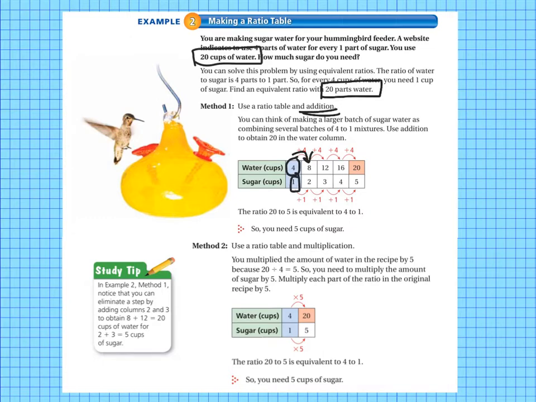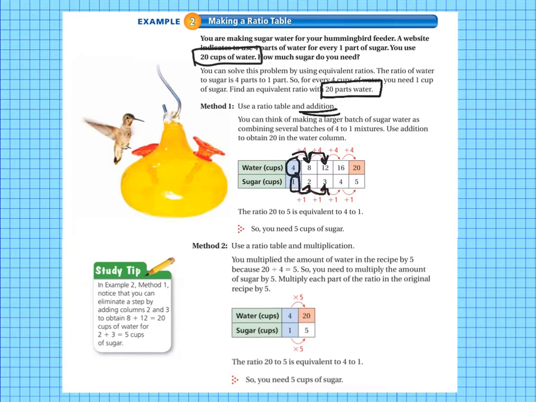So if I have 8 cups of water, then I'm going to have 2 cups of sugar. But 8 cups isn't enough. I want more. So I'm going to add 4 more cups of water. So now I've got 12 cups of water. That means I need 3 cups of sugar.